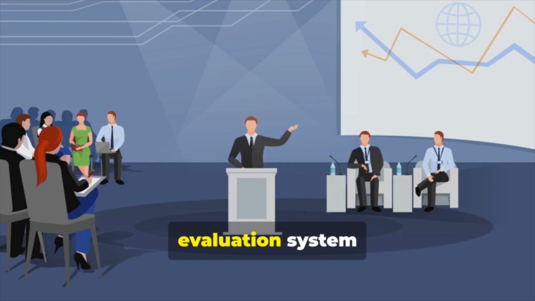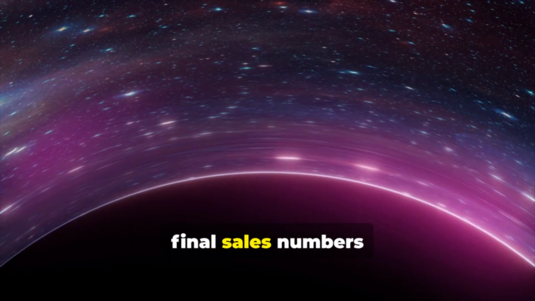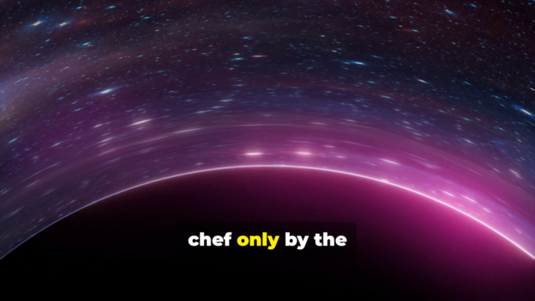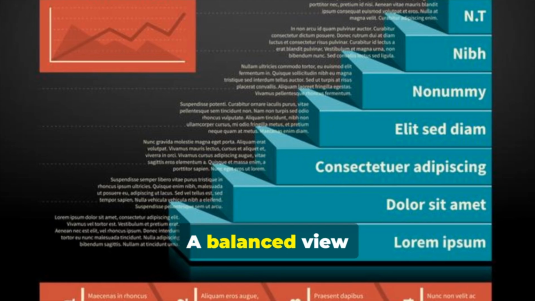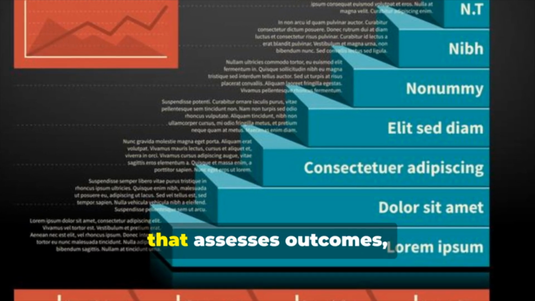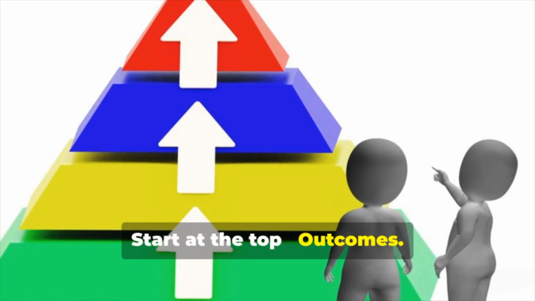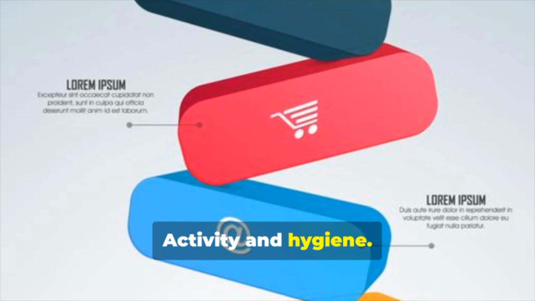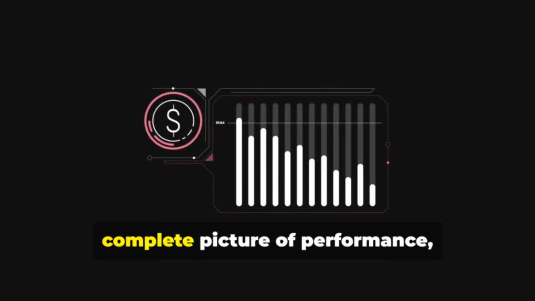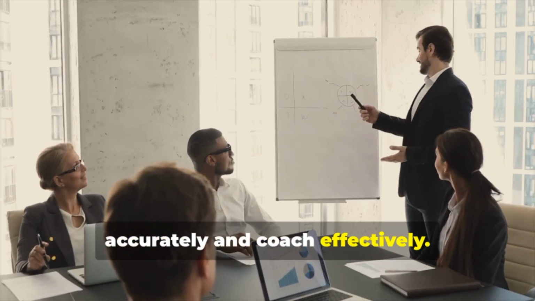A truly effective evaluation system cannot be one-dimensional. Relying solely on final sales numbers is like judging a chef only by the number of plates that leave the kitchen, without knowing if the food was any good or if the kitchen was left a mess. A balanced view requires a three-layer model that assesses outcomes, quality, and activity. Start at the top, outcomes, then the middle, quality, and the base, activity and hygiene. This layered approach gives you a complete picture of performance, helping you diagnose problems accurately and coach effectively.